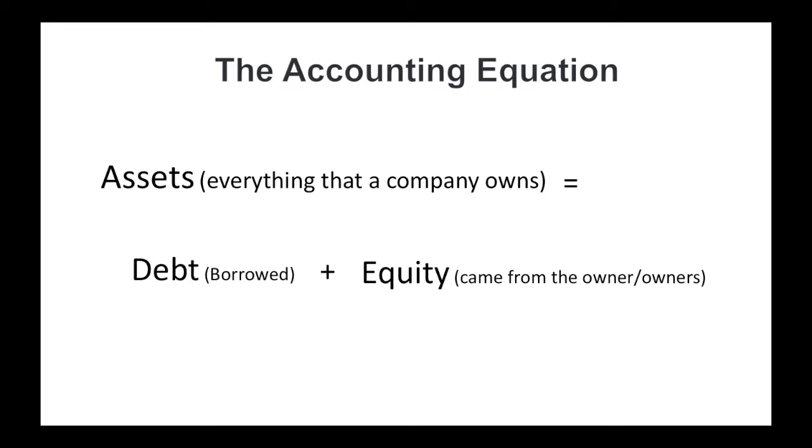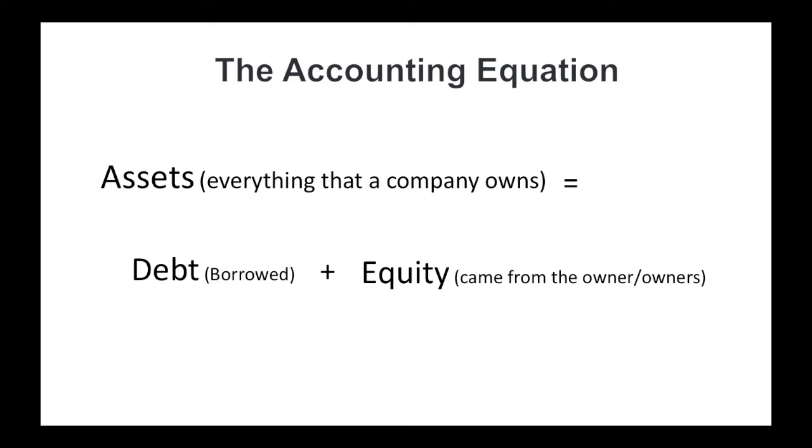In real life, the assets that a company owns would have come from a combination of both debt and equity as opposed to just debt or just equity. So, given that everything a company owns either came from debt or equity or a combination of both, this results in the following equation. Assets equals debt plus equity.